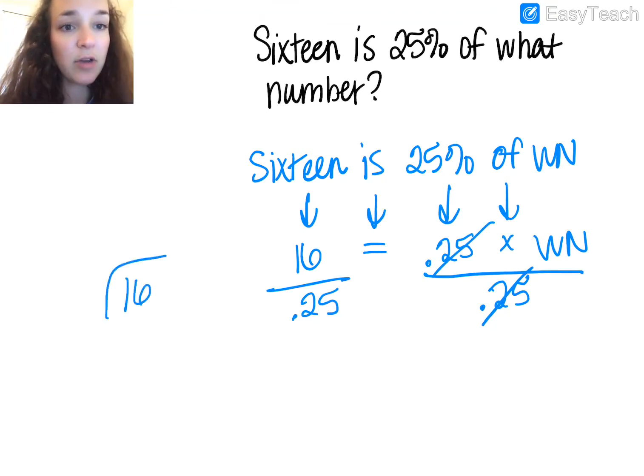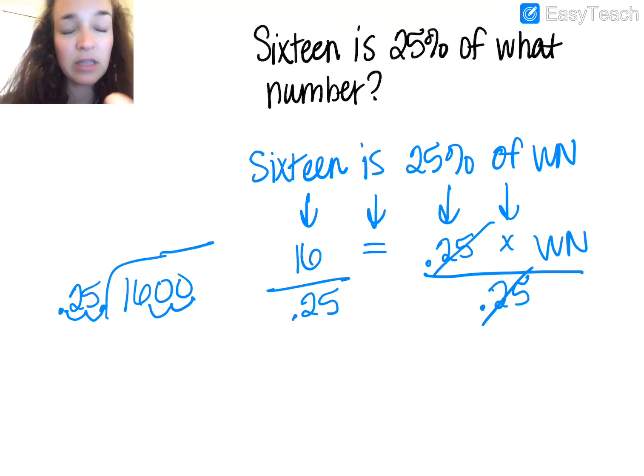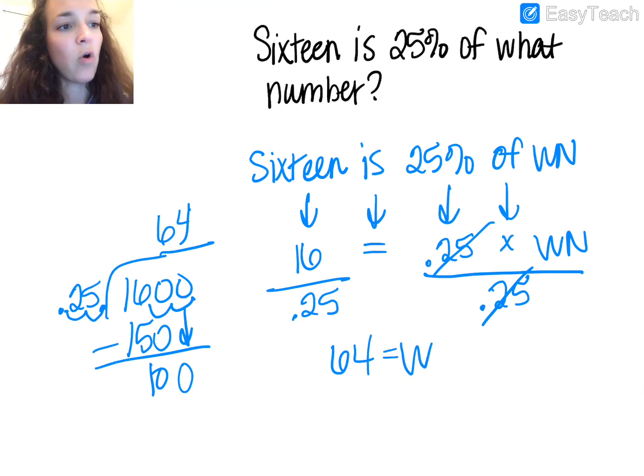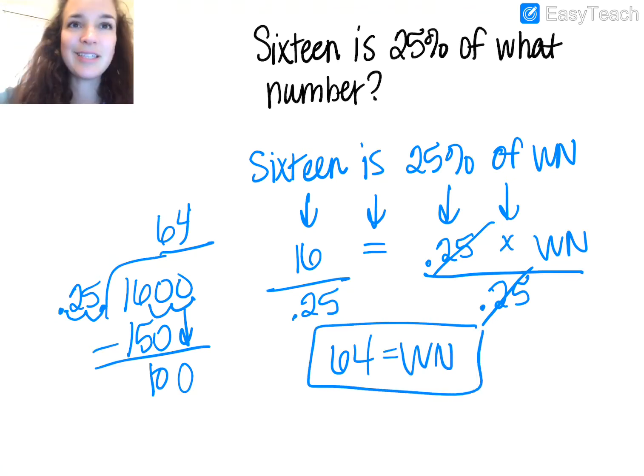So then over here, I'm going to go over here and say 16 divided by 0.25. Can't divide by a decimal, so I got to bump that 2 spaces. So 25 is going to go into 160. That'll be about 6 times, should be, because that'll be 150. So that'll leave us with 10, though. And so we'll bring that down. 25 goes into 100 4 times. So this is going to end up telling us that our whole that we were looking for is 64.